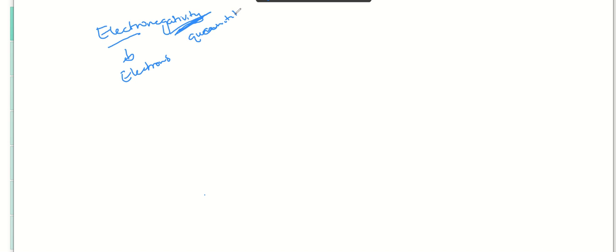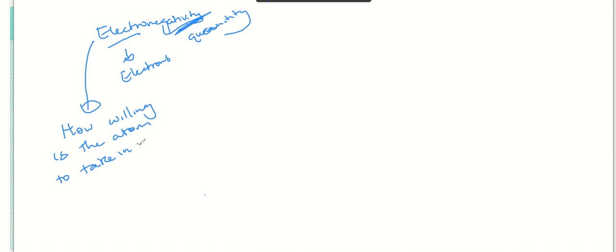Now, the basic definition of electronegativity is how willing is the atom to take in more electrons. Okay, that's the basic definition of electronegativity. How willing is my atom going to be to try and take electrons in?